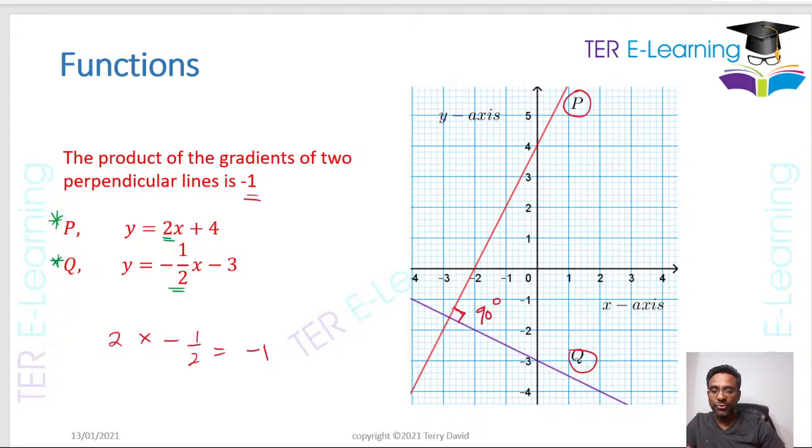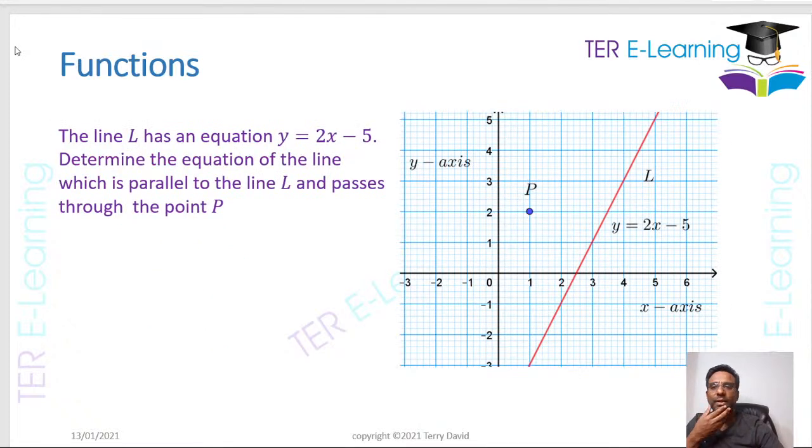Now let me show you how we're going to use that to answer certain questions. So look at this question here. We have a line L, right? That's the red line you see in there. And we know the equation of that red line. It is y equal to 2x minus 5. Determine the equation of the line which is parallel to L, right, and passes through the point P. So when you get a question like this, try not to get confused. You have a line L, which you know the equation of, but the question is asking me, find the equation of the line which is parallel to L, but it passes through the point P.